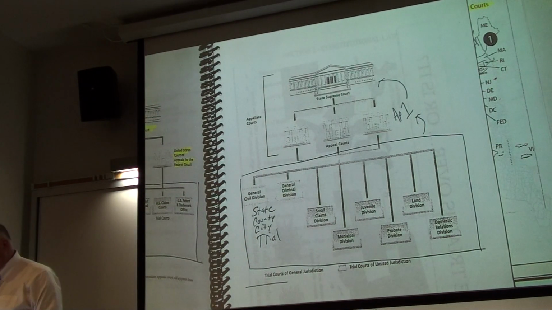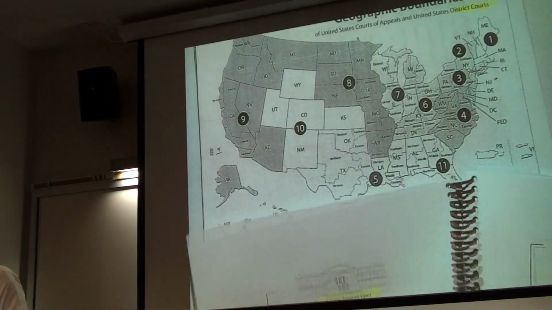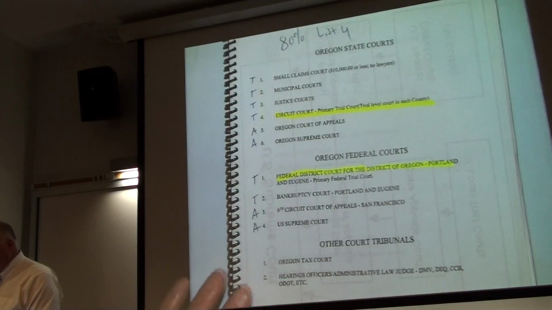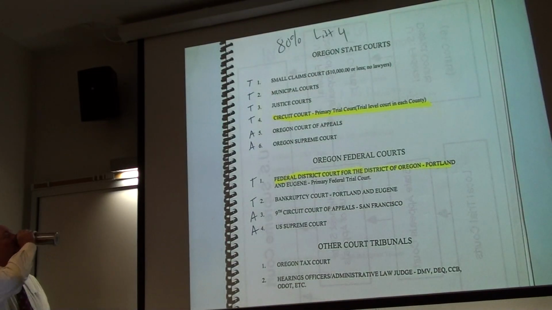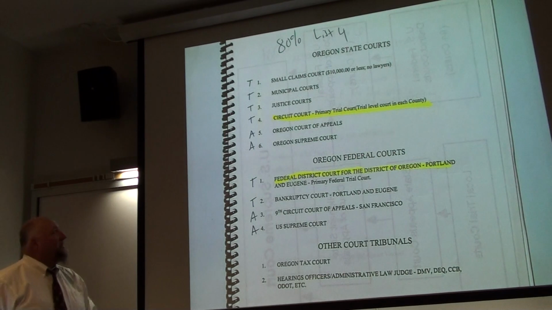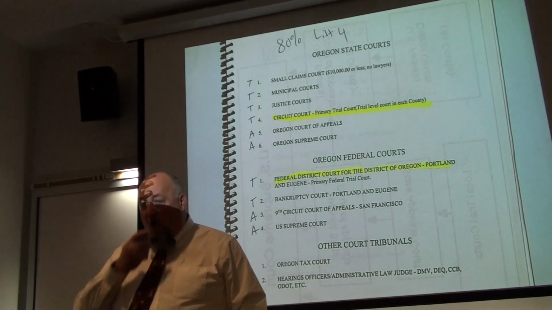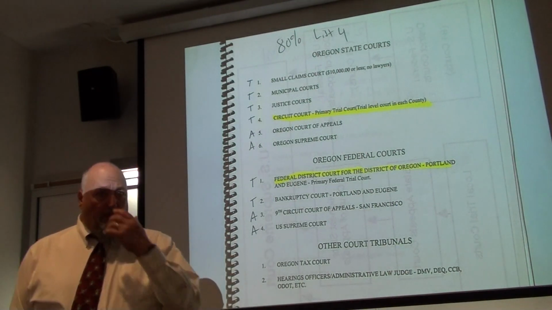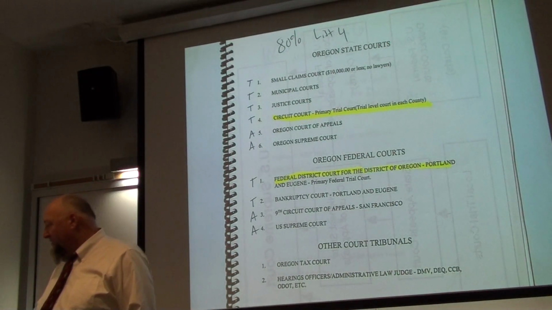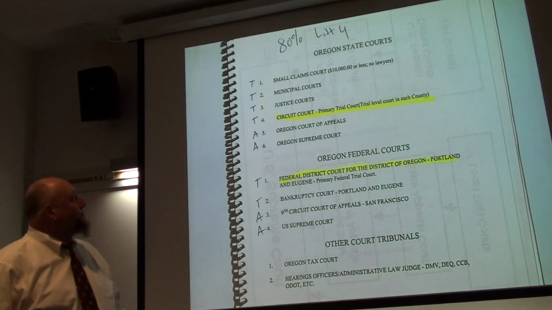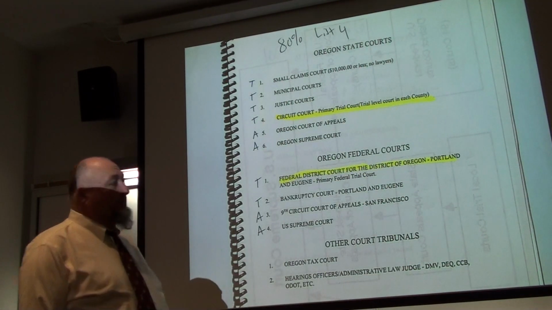All right, so with that said, back to page 23. So this is a list of the various courts that deal with cases that come out of Oregon, both at the state level and at the trial level. So let's start with the state courts. So number one, we have small claims court.